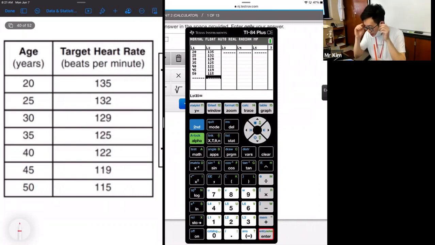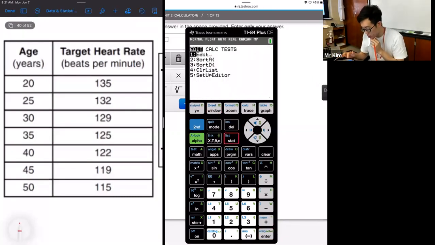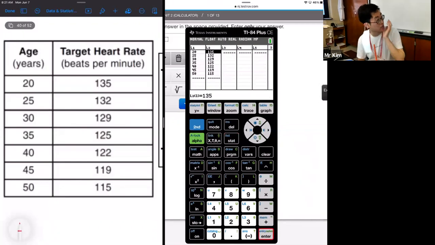Guys, also the one thing that I forgot to mention, you're manually changing your windows. Remember, the window has to be very appropriate to what you're actually plotting. Look at your X values. You're going from 20 to 50. So maybe you could make those into your X values, but always start from 0 for X min. So maybe from 0 to 60, just to cover everything.